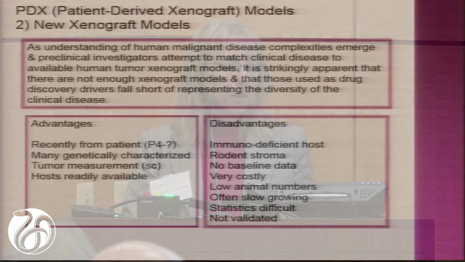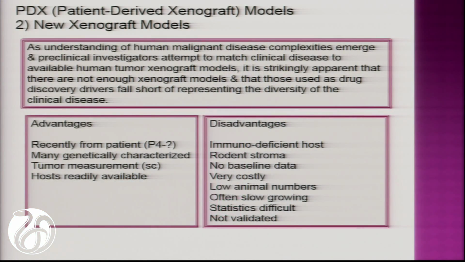Another way to think about patient-derived xenografts is to actually be making new transplantable tumor models. And the motivation for this is that we have discovered that the existing xenograft models really fall short of representing the spectrum of human disease, both in terms of the metastases that are present, in diversity within a specific cancer, and the diversities of cancers.